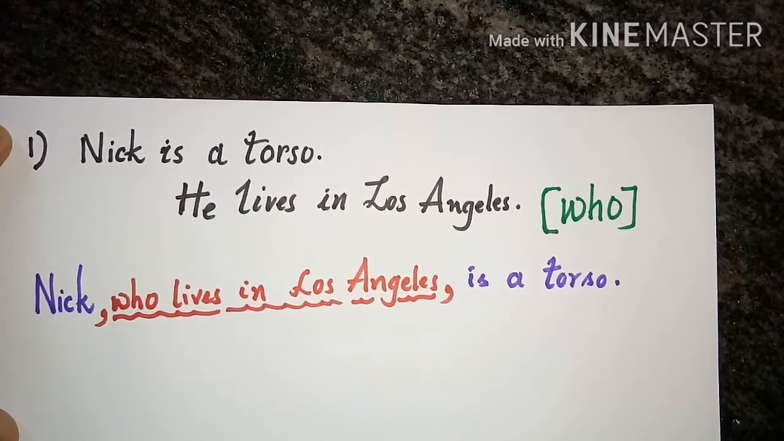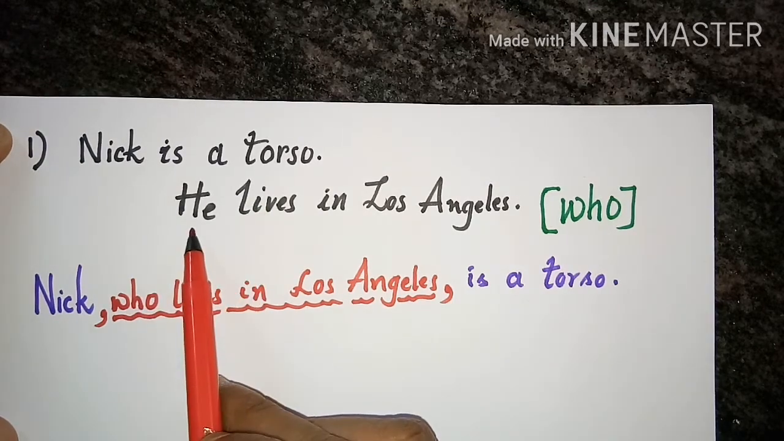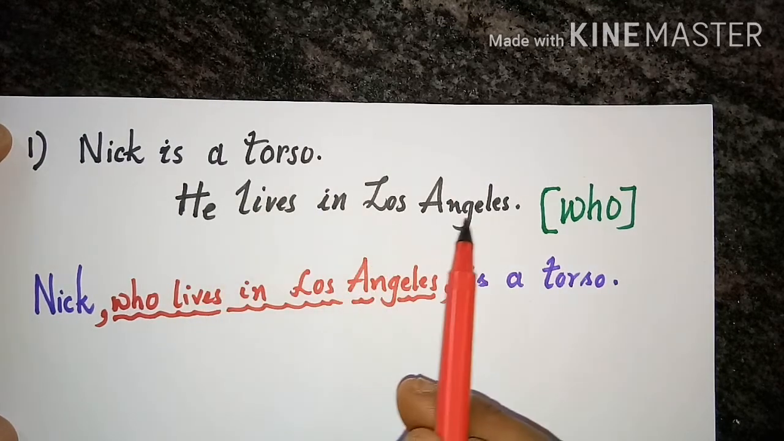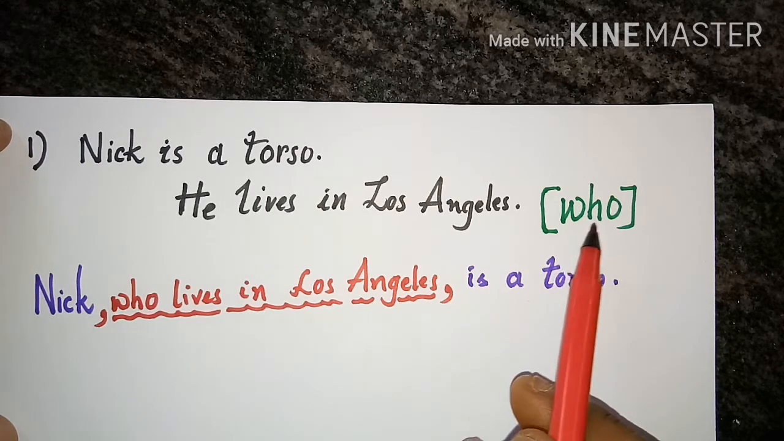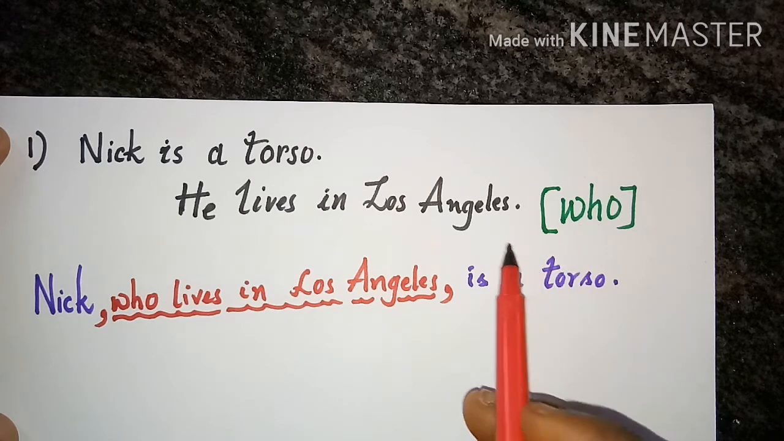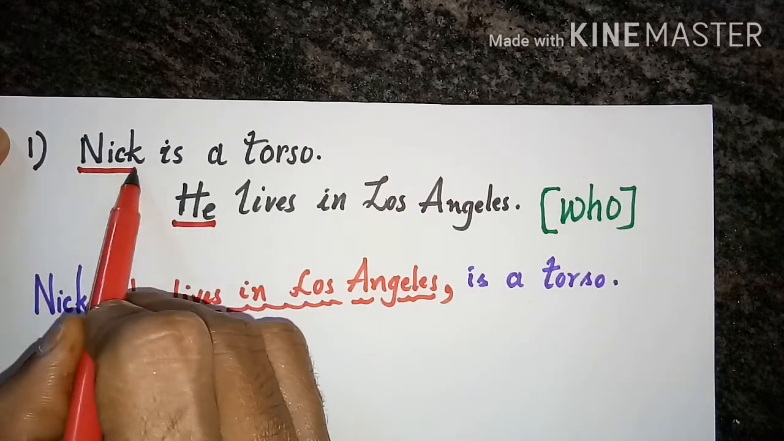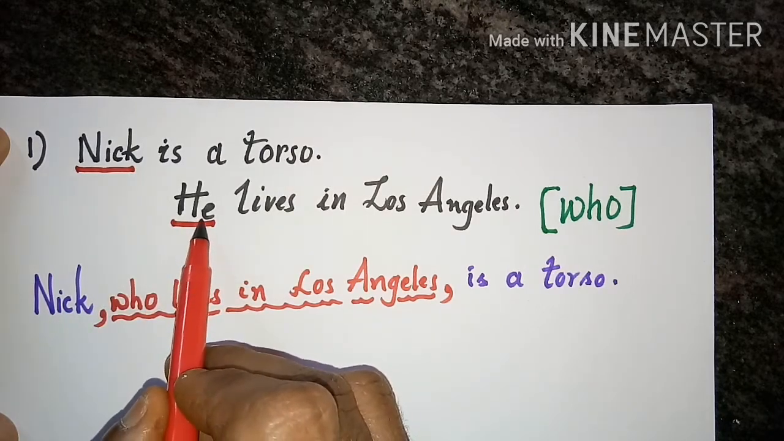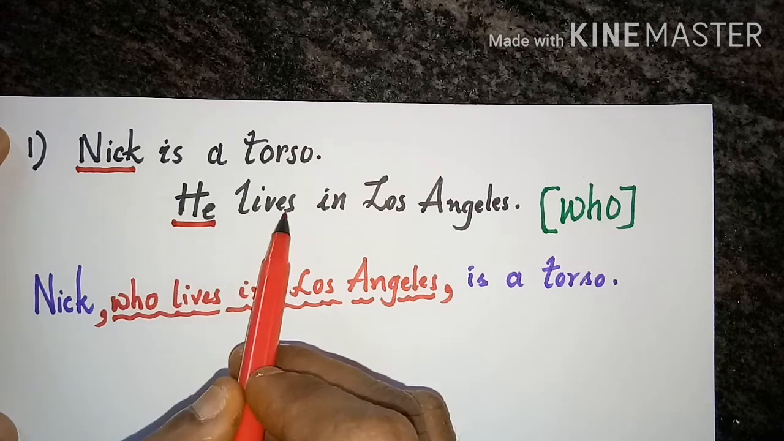Dear students, now we learn how to combine the sentences using the given relative pronoun. The first example: Nick is a Tasso. And the second sentence is he lives in Los Angeles. Now we have to combine these two sentences using who. The first thing that we have to do is identify the subject here and identify the subject here. And the he is nothing but Nick. So we have to describe Nick using this sentence.